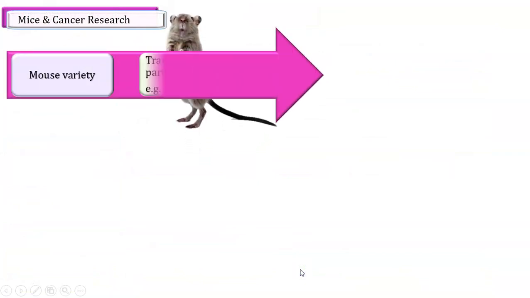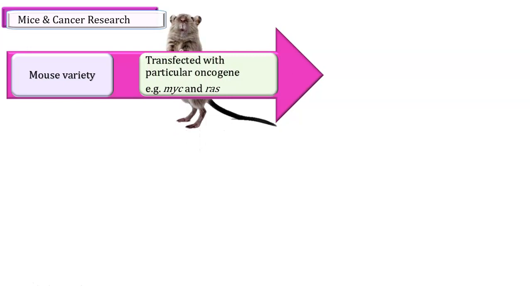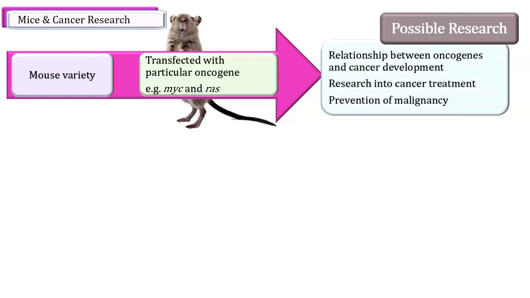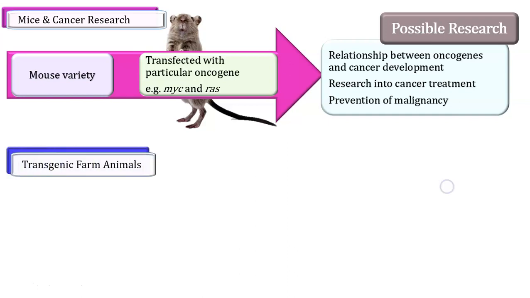Mice and cancer research. The mouse variety is transfected with a particular oncogene, the cancer causing gene, and in that transgenic rat or mouse the relationship between oncogene and cancer development is understood. The research into cancer treatment can be done, and how the cancer can be prevented, that also can be found out, studied using this transgenic mice.